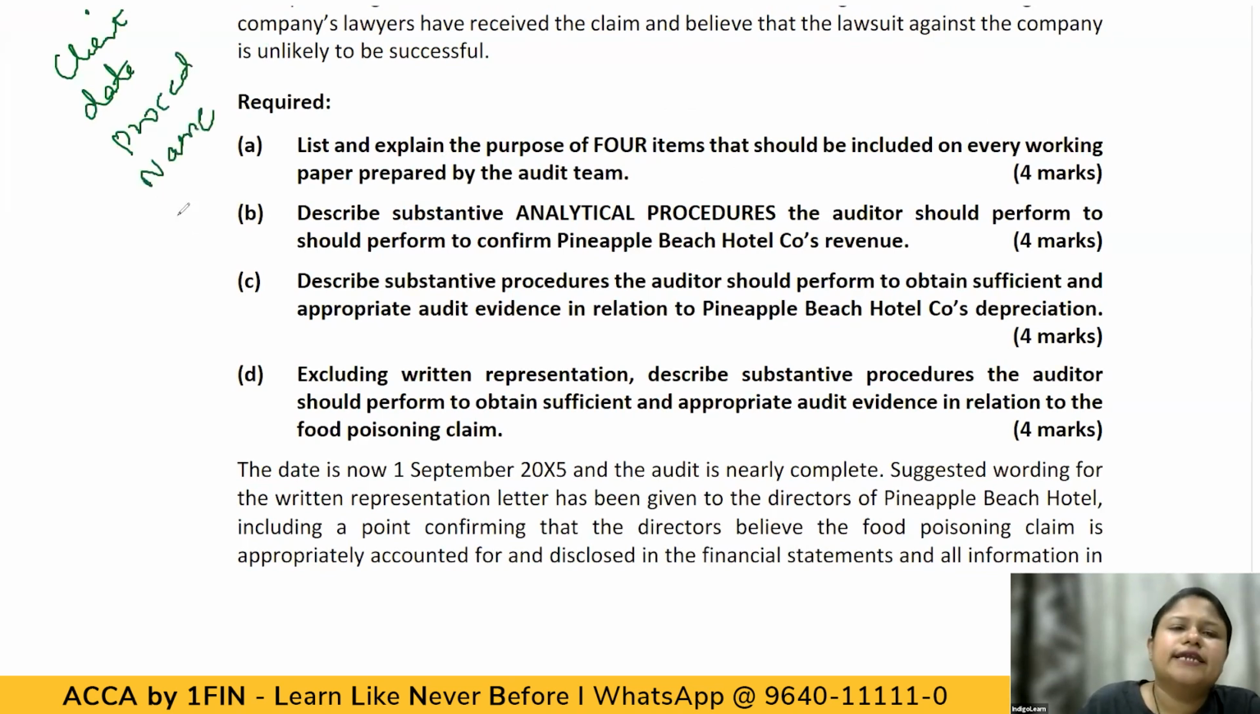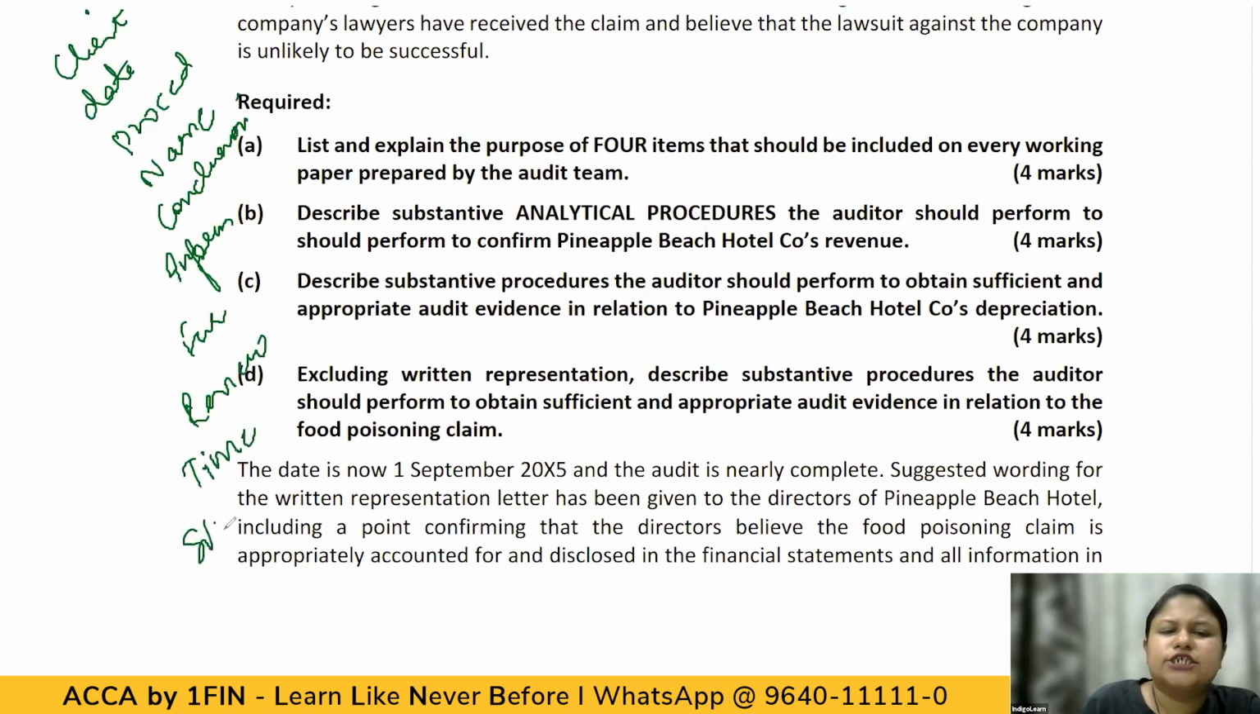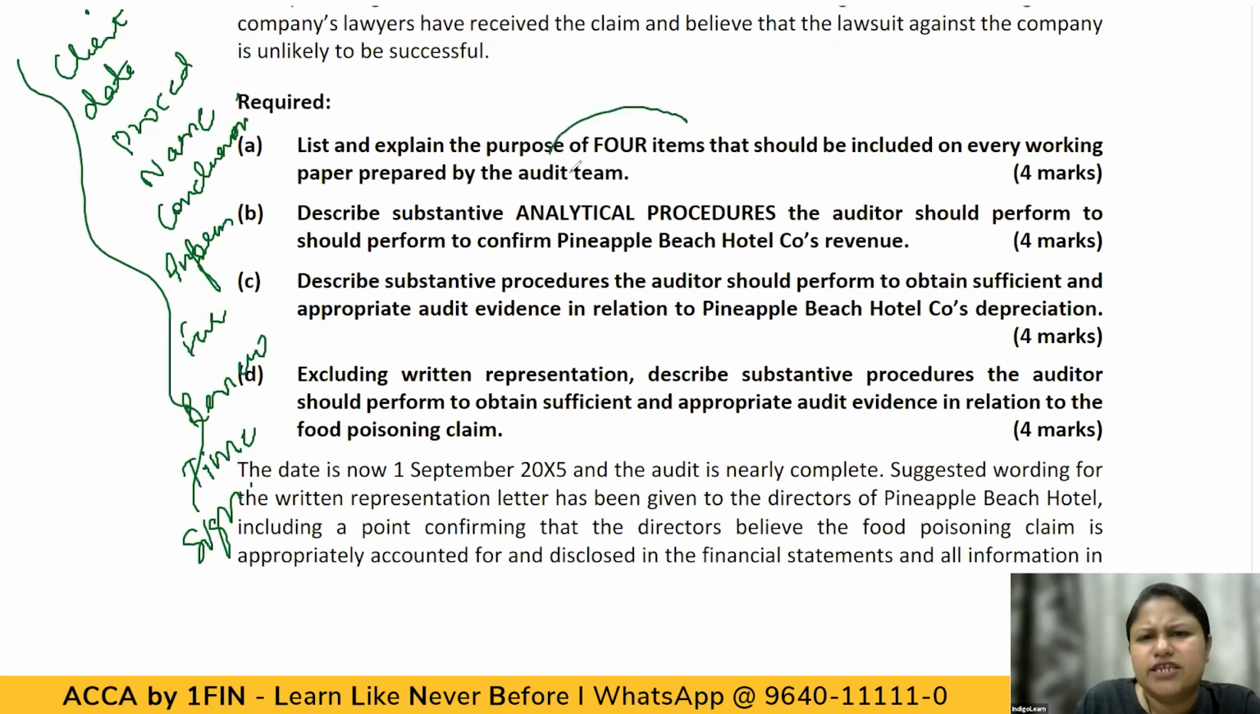Okay. Then what is the conclusion? What information you obtained? Do you require further information? Who reviewed your work? Time of review. Okay, signature of the reviewer, your signature for having authenticated that you have done it. Okay, so these all are the common things on every working paper you'll find. So this was a very generalized question. What 4 items will appear on every working paper?